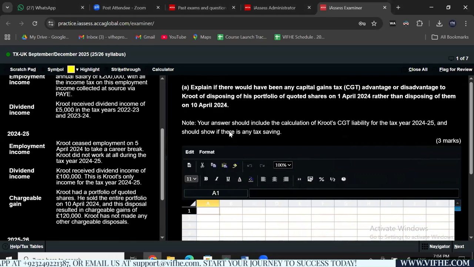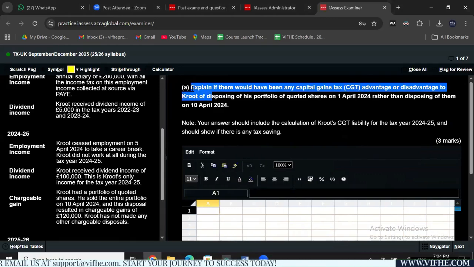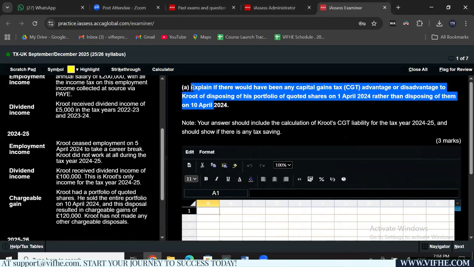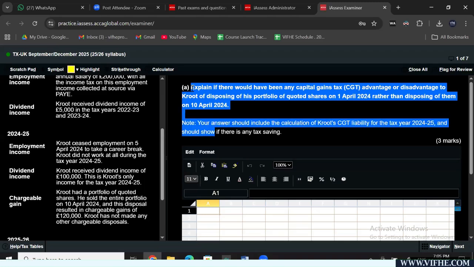Now, we have this first requirement which says: explain if there would have been any CGT advantages or disadvantages to Crute of disposing of his portfolio of quoted shares on 1st April 24 rather than disposing of them on 10th April 24. Your answer should include the calculation of Crute's CGT liability for the tax year 24-25 and should show if there is any tax saving. Together, this is carrying 3 marks.